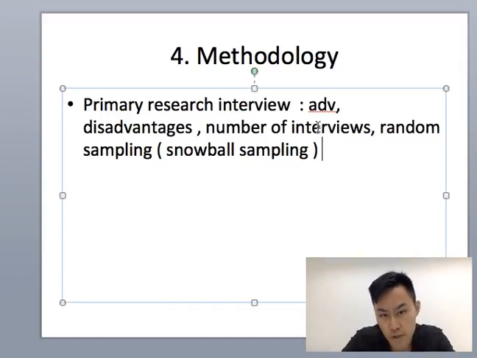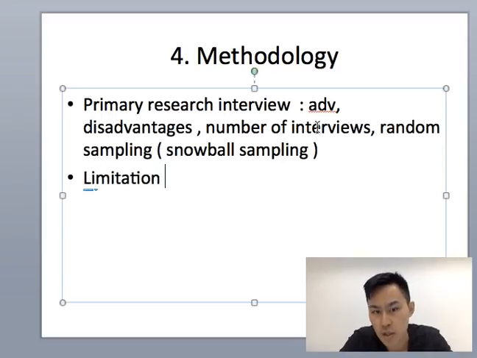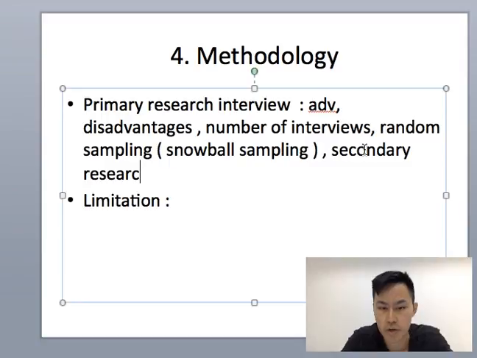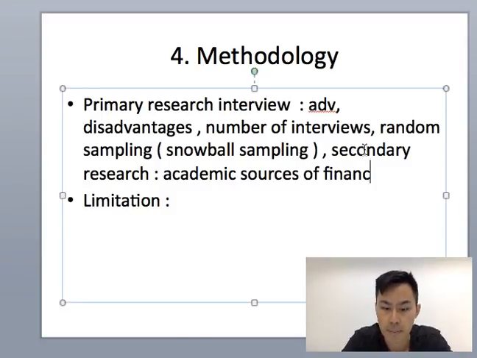And of course, you have to mention the disadvantages, or you can say the limitations, right? So the limitations of your research. So what would that be? And for this part, you can also mention the secondary research, what you're going to find. So for example, maybe the academic sources of financial data, right? Okay, and for limitations, always remember you have to mention the limitations of the research.